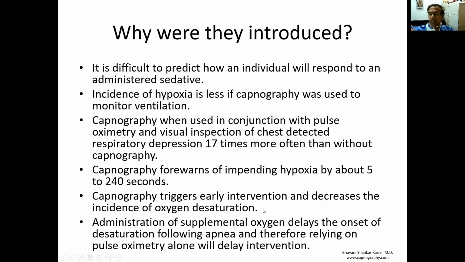And this is a no-brainer. Administration of supplemental oxygen delays the onset of desaturation following apnea, and therefore relying only on pulse oximetry alone will delay intervention. This is an important point to remember: whenever you give oxygen during sedation, it may delay the onset of hypoxia despite hypoventilation or apnea.